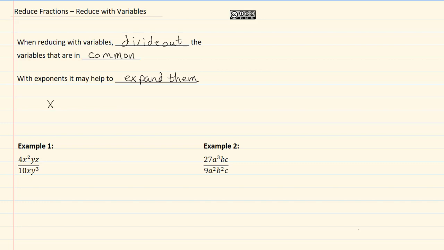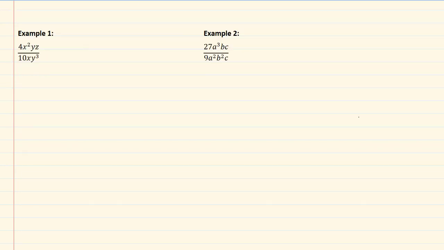Recall that if you had x to the third power, this equaled x times x times x. Let's take a look at our examples. In example 1, we have 4x squared yz over 10xy cubed. We're going to expand out our letters, and I'm going to write our numbers.